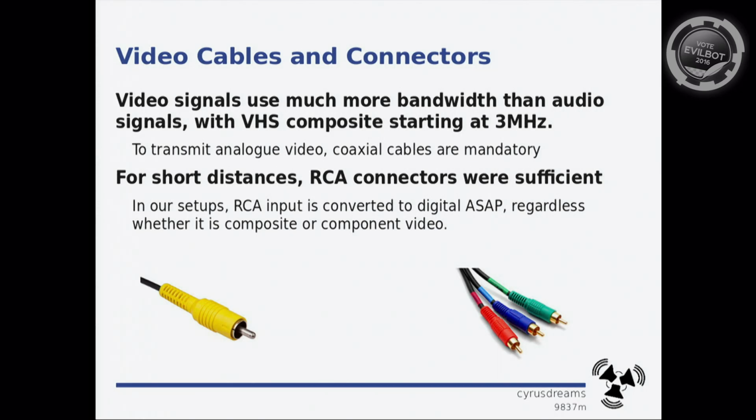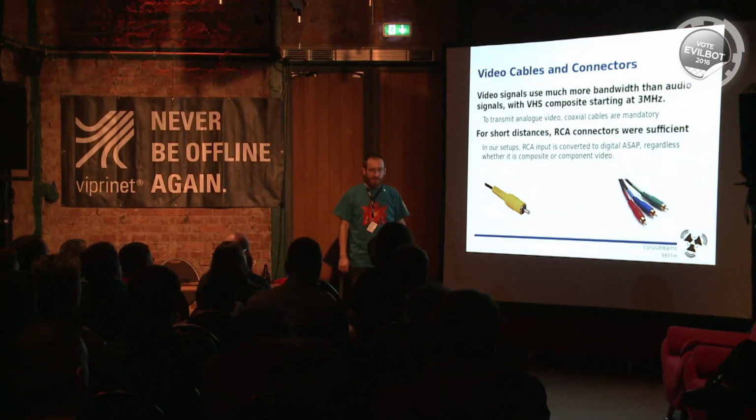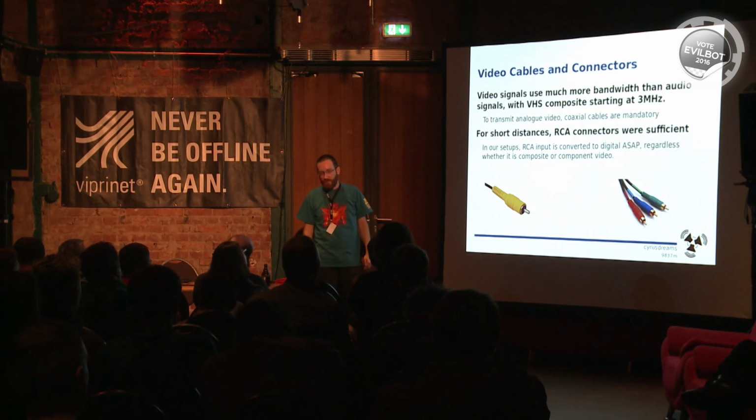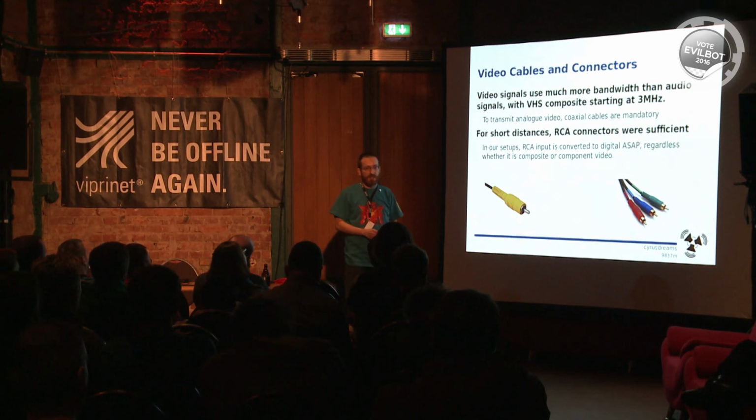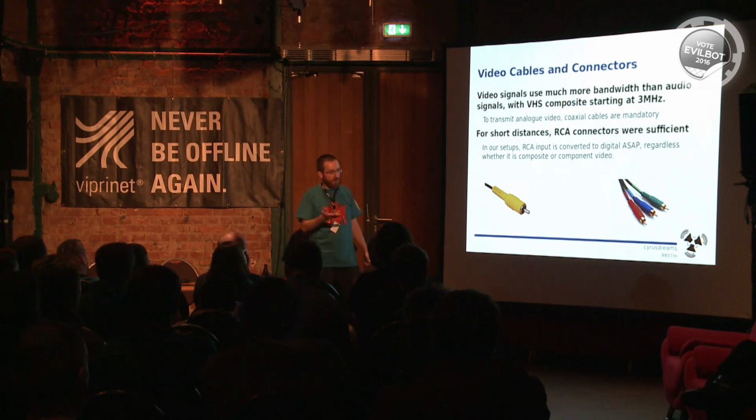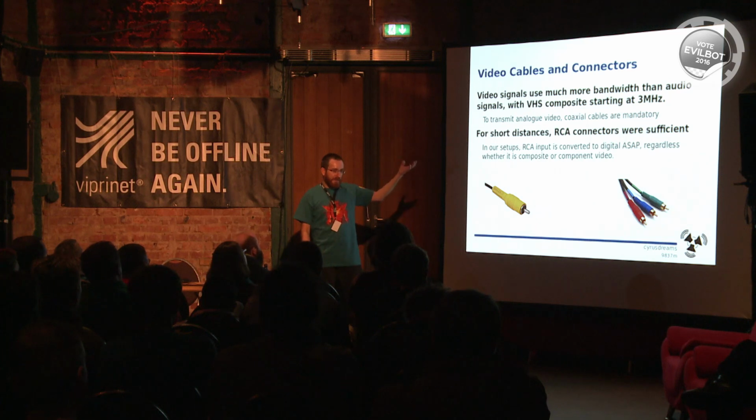Let's go to video cables and connectors. Well, video signals have much more bandwidth than audio signals. So you cannot just use some parallel wires that you use for your speakers at home, because the least favorable video standard that there is, the VHS composite, has already 3 megahertz of bandwidth, and everything else is above that. It goes up to 6 megahertz for SVHS, which is in analog terms a quite nice video signal. And so you need coaxial cables for that.